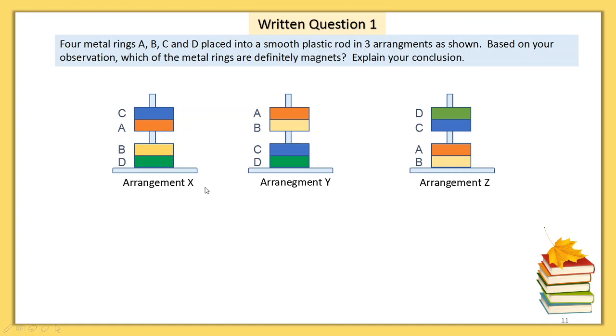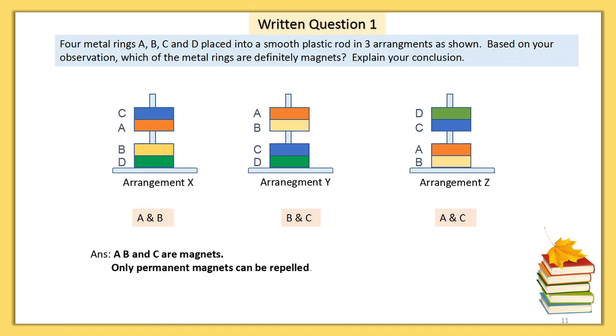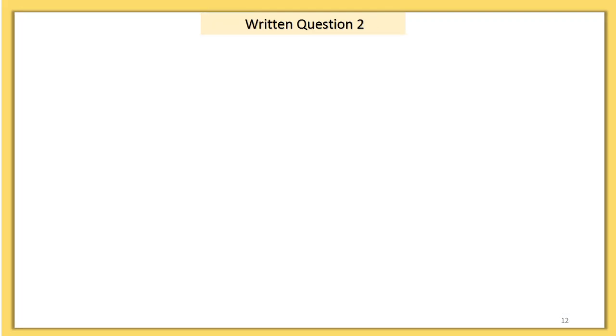In arrangement X, A and B are repelled. How about arrangement Y? B and C are repelled. Arrangement Z, A and C are repelled. Therefore, we conclude A, B, and C are magnets, or we call permanent magnets. Only permanent magnets can be repelled. This is the conclusion.